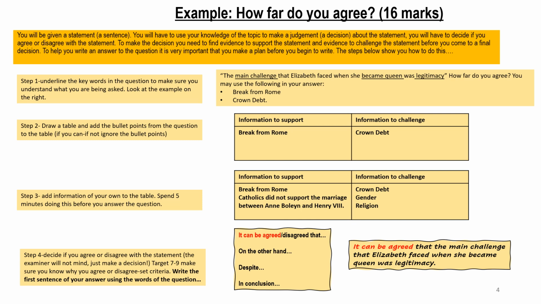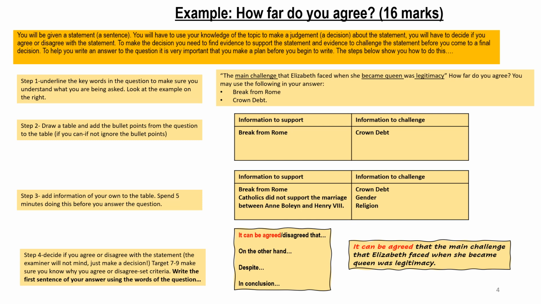You're then going to use the words of the question in your answer. So in this example, it can be agreed that the main challenge that Elizabeth faced when she became queen was legitimacy. And you would then go on to explain what that particular issue was, using the same structure as your explain why. So for example, this meant that, and that would be your section 1 done.